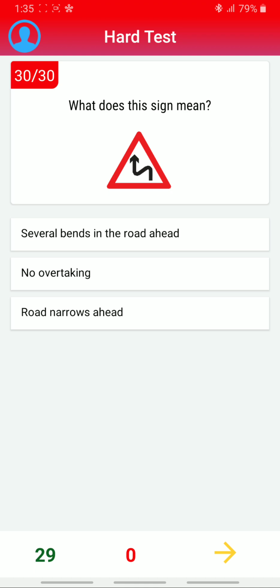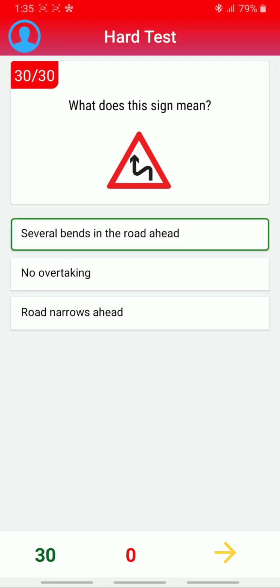The 30th and last question is, what does this sign mean? This sign is also important. You will see this maybe in hilly areas, with several bends, curvy roads. Yes, the first option is the correct one.